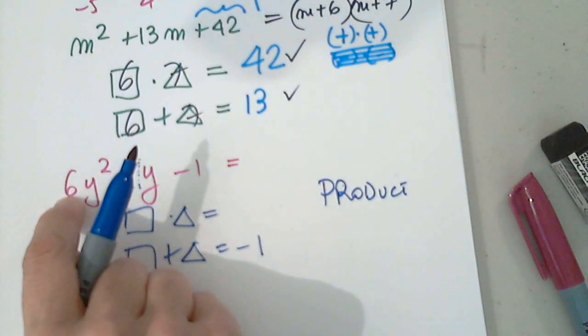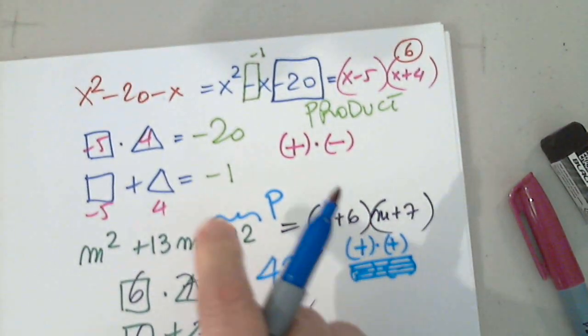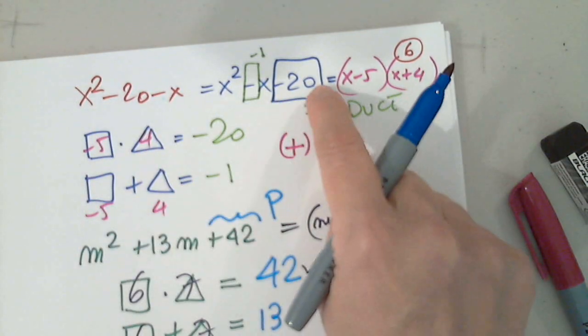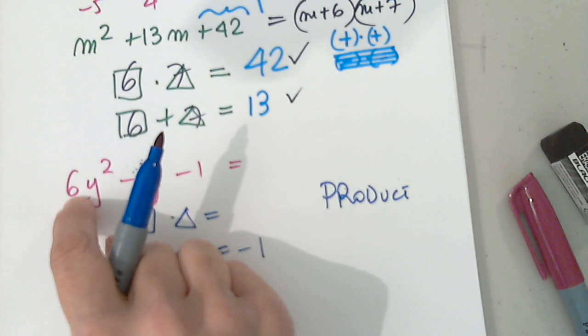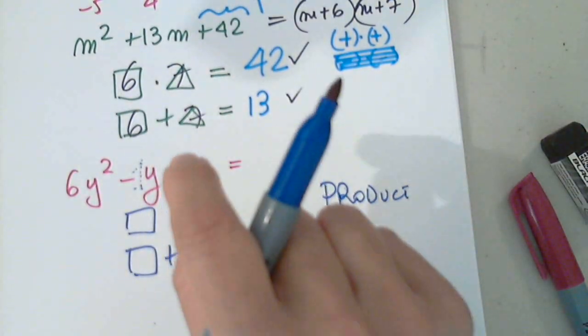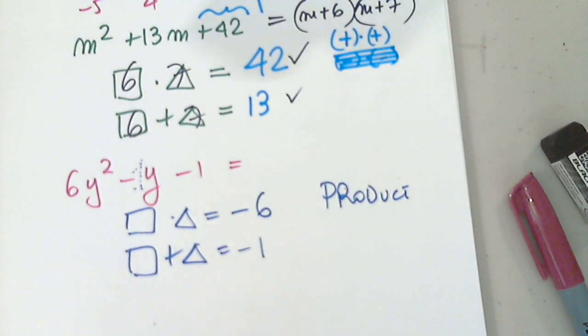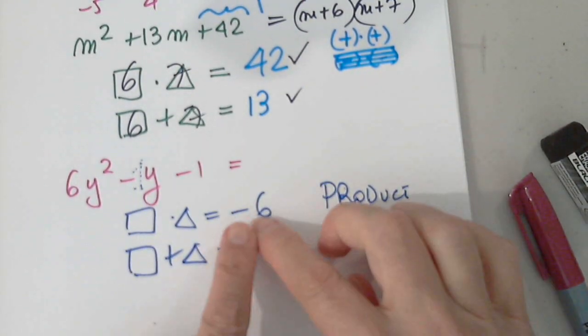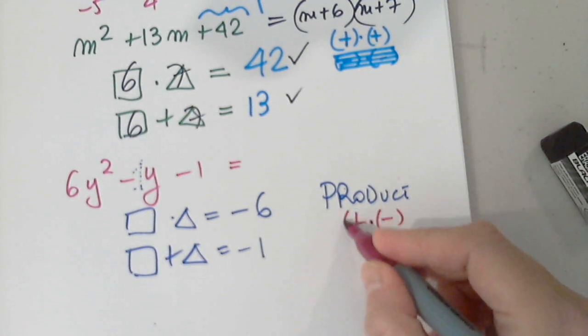If the leading coefficient is 1, the product is 42. If the leading coefficient is 1, the product is negative 20. But if the leading coefficient is not 1, the product will be negative 1 times that number. Fine. So now I see the product is negative, so I'm looking for a positive multiplied by a negative.